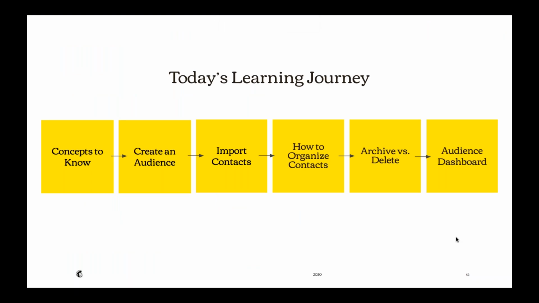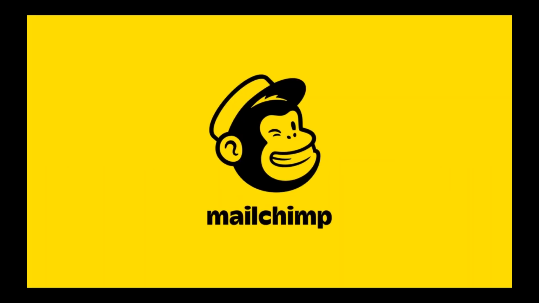So we finished running through the basics of building your audience. Way to go. Here's a look back at everything we covered one last time. We started with those key concepts to know before we walked through creating an audience from scratch in Mailchimp, and then we imported contacts to that audience. We then broke down the organizational tools Mailchimp offers to help you organize your contacts, and those were groups, tags, and segments. Finally, we wrapped up our session by covering the key differences between archiving and deleting contacts in Mailchimp and discussing the setup of your audience dashboard.